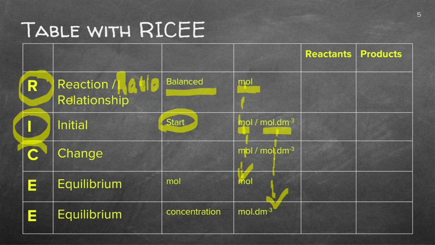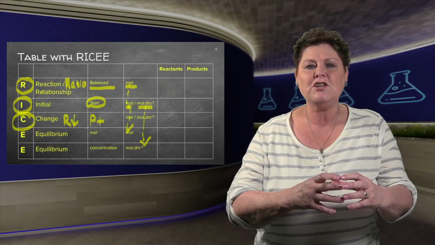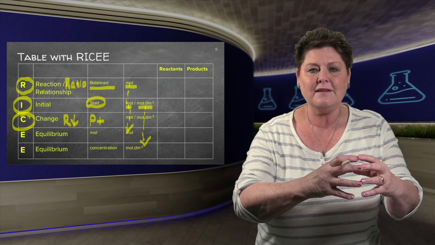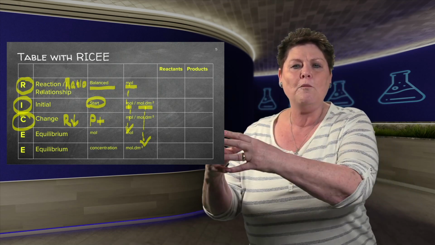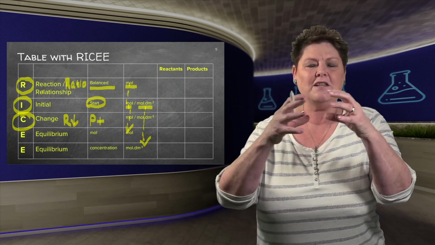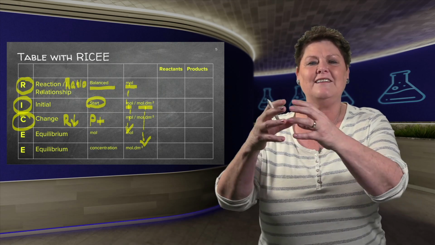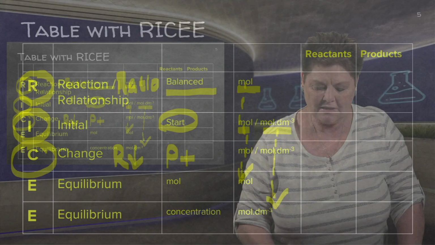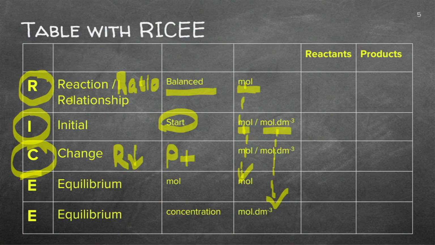Then you want to know what changed. Now the product will increase and the reactants will decrease. So you'll see I'll do that just now. As the forward reaction takes place, the reactants are forming the product. So it's a decrease in the reactants and an increase in the product. And then finally, you get your equilibrium.